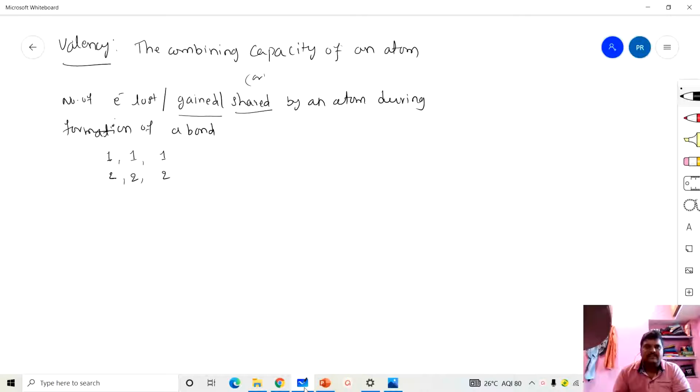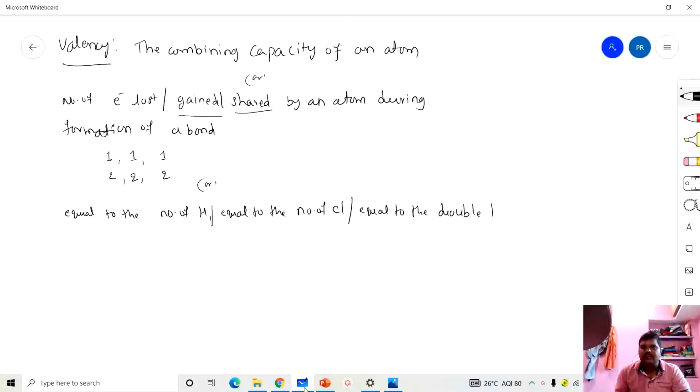And one more we have seen, that valency is equal to the number of hydrogen atoms, or equal to the number of chlorine atoms, or equal to double the number of oxygen atoms with which an atom can combine.